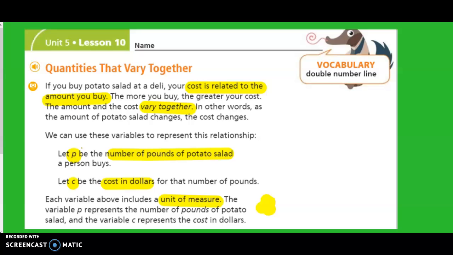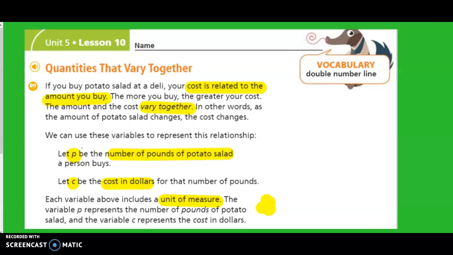This is the nuts and bolts of pre-algebra. This ties everything together that we've been studying: order of operations, properties of multiplication and addition that we can apply to solve problems. So let's take a look at this first situation.